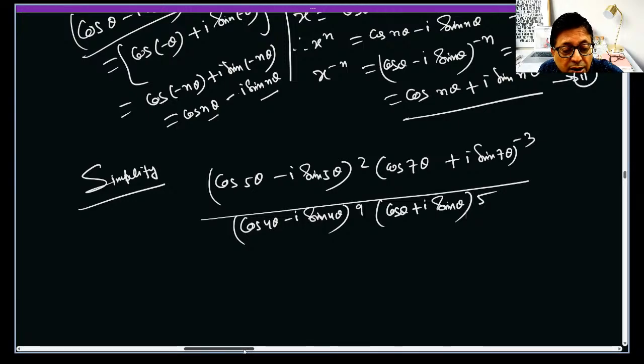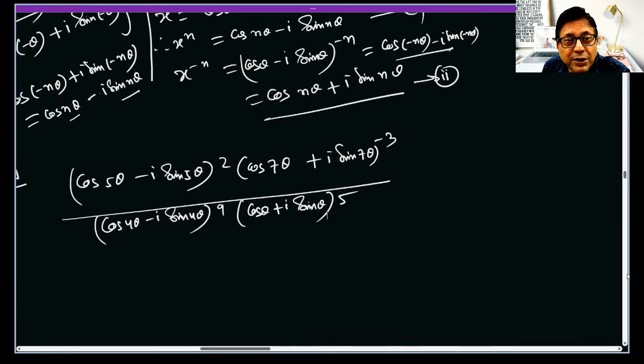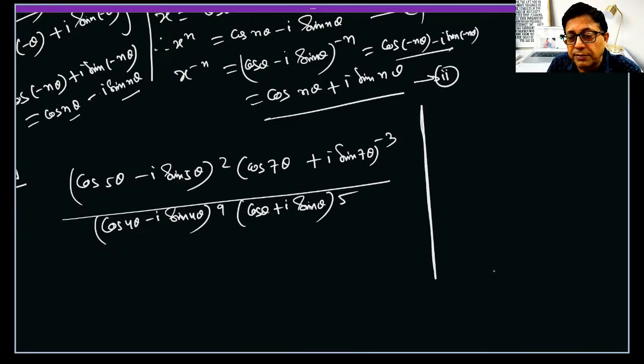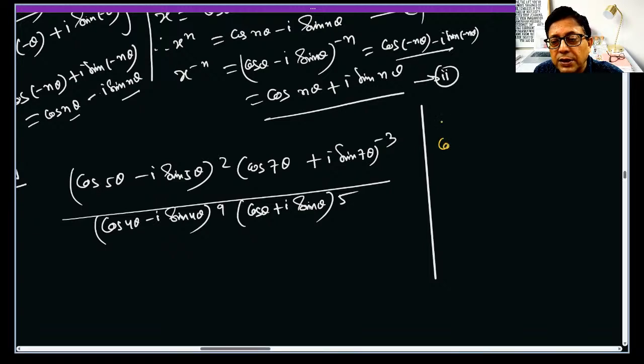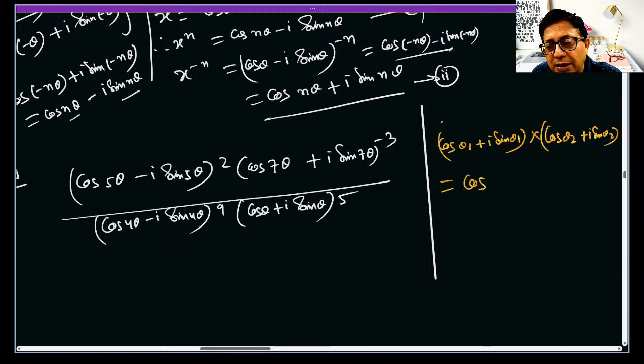But before we apply this, I would like to remind you of one product in De Moivre's theorem. That is what? Say there is cos theta 1 plus I sin theta 1 into cos theta 2 plus I sin theta 2. If you open the bracket and take the similar terms, this can be written as cos theta 1 plus theta 2 plus I sin theta 1 plus theta 2.